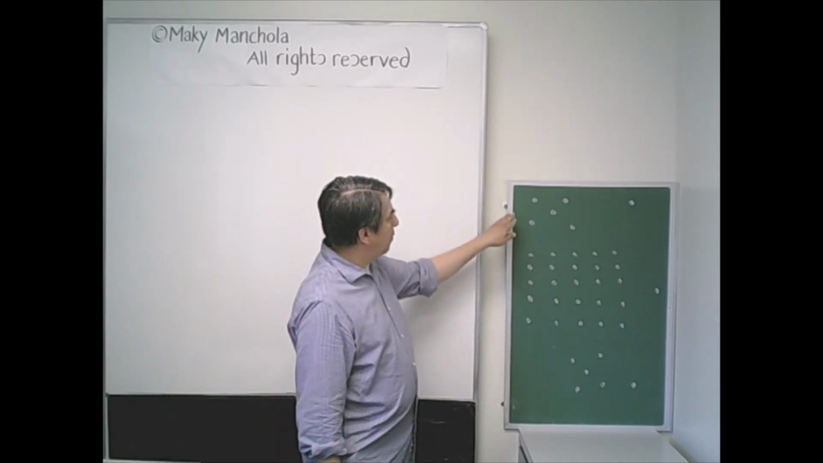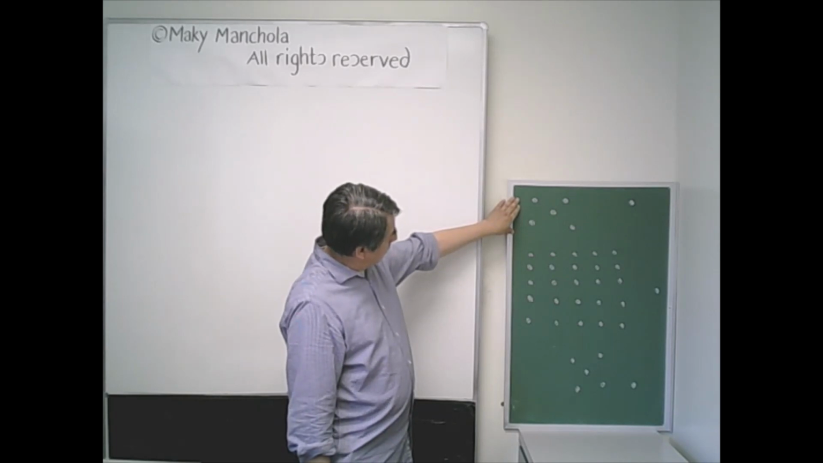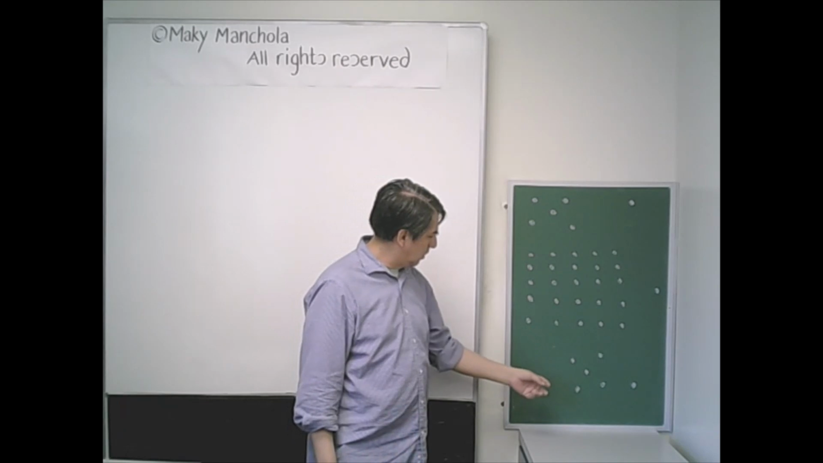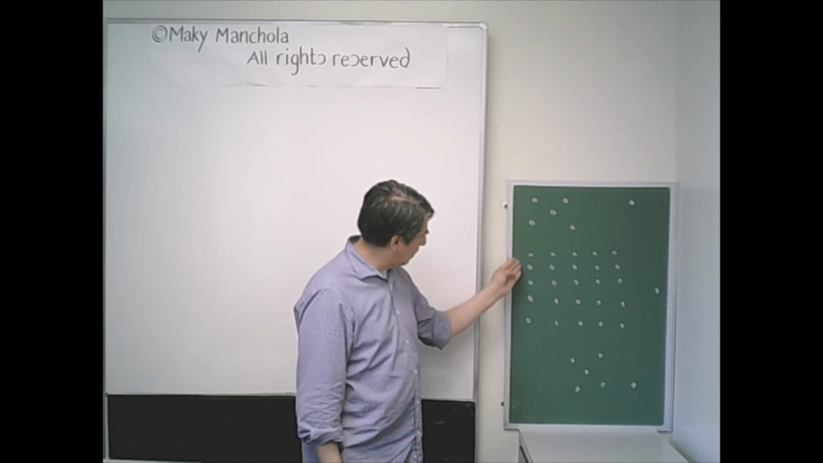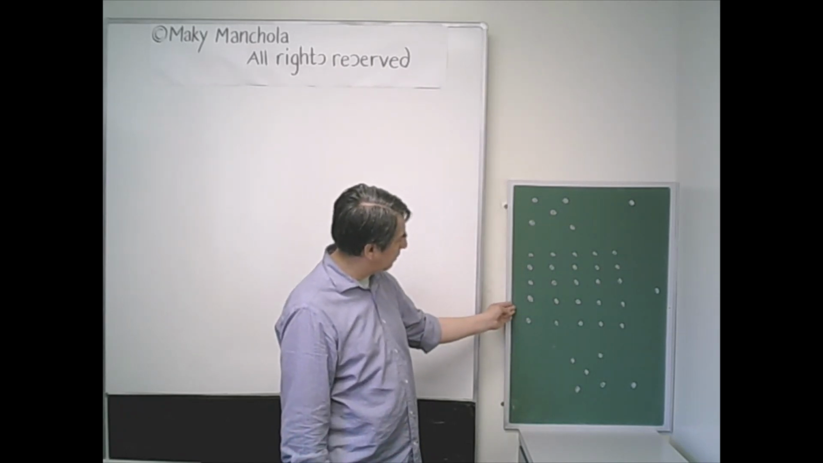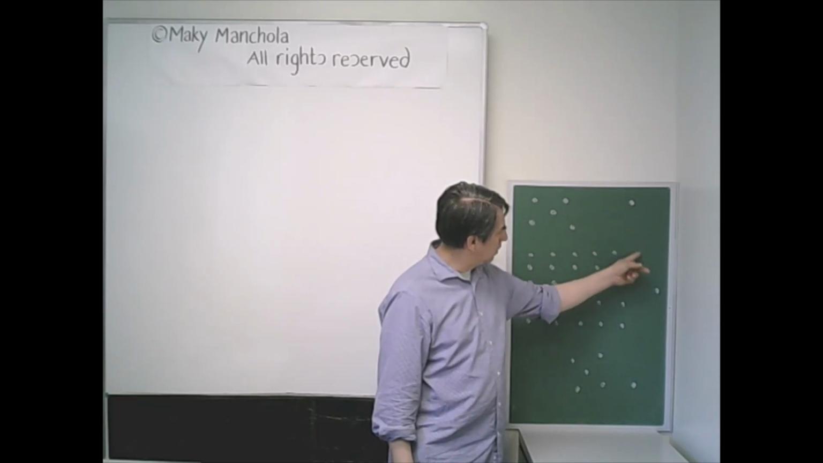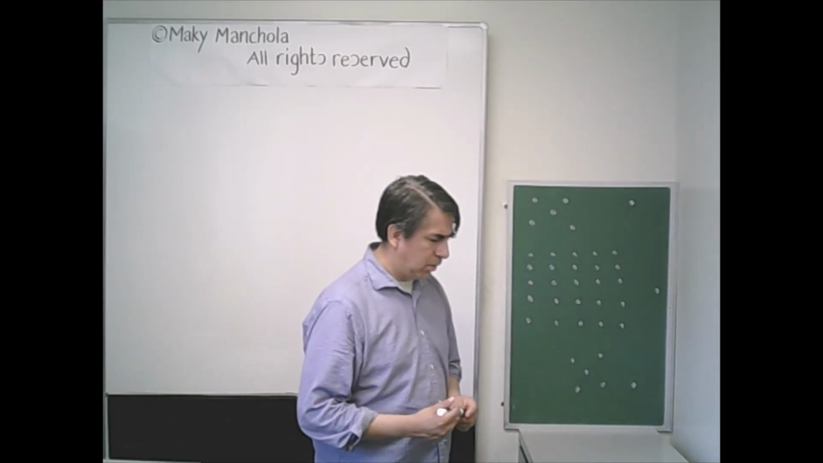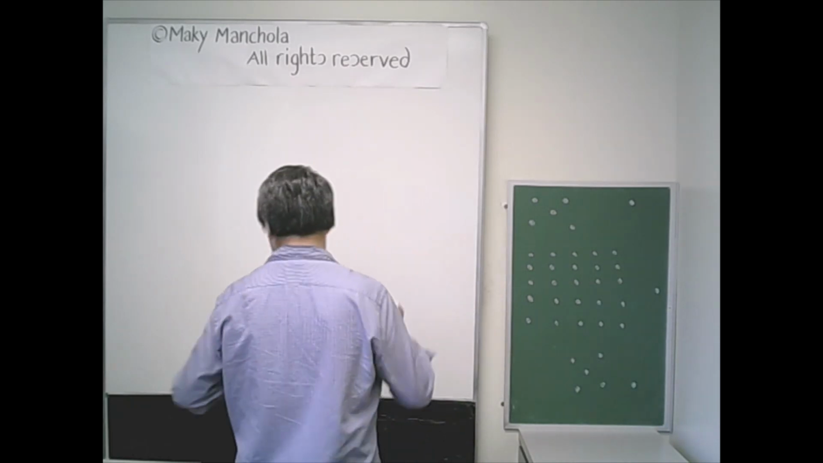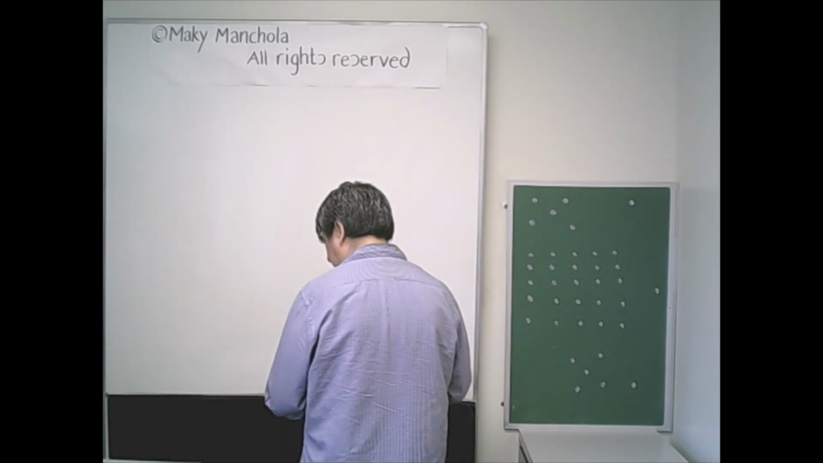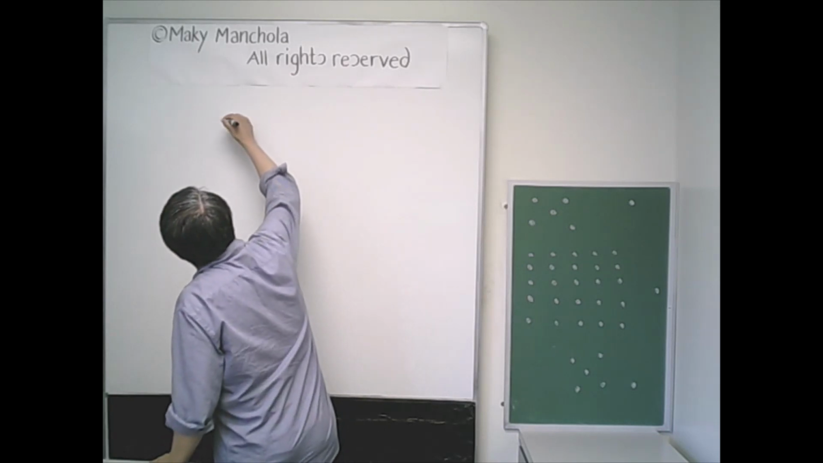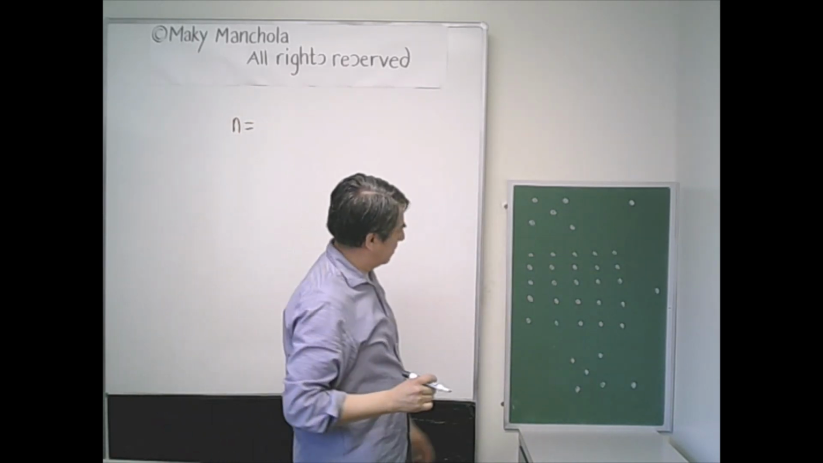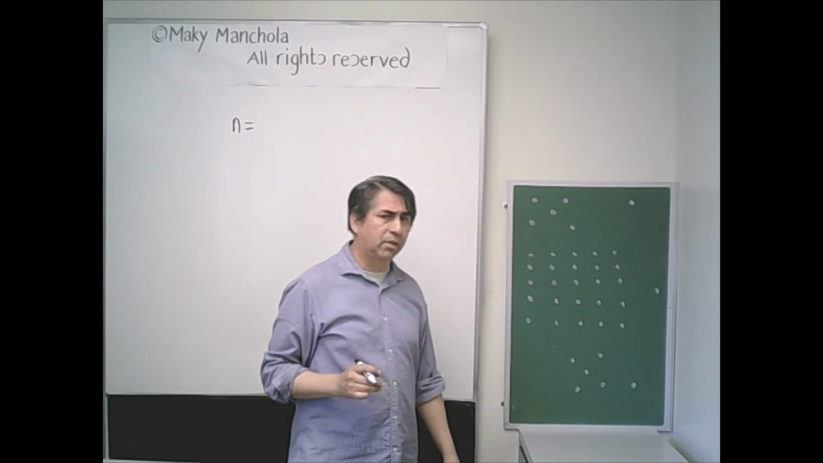Here we have a number. What number is that? 5 plus 5 plus 25 plus 3. Let's call it n. So the number n in this case is 25.